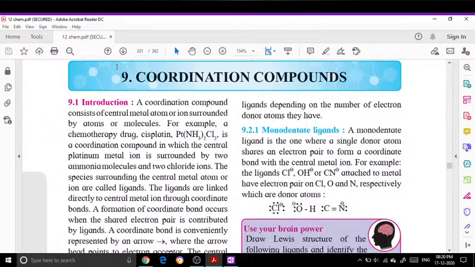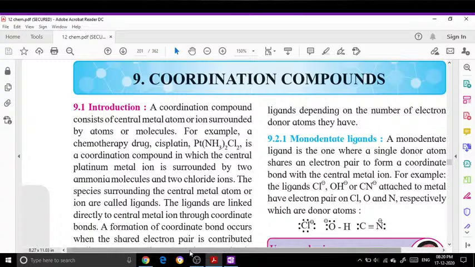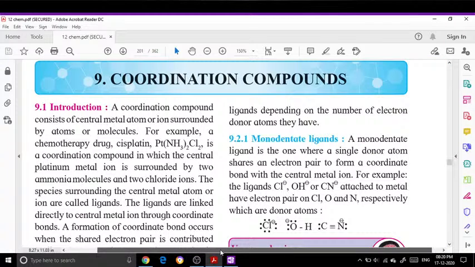Yes, so let us start with coordination compounds. So let me read it for you. I will be reading and explaining to you. So a coordination compound consists of a central metal atom or ion surrounded by atoms or molecules.